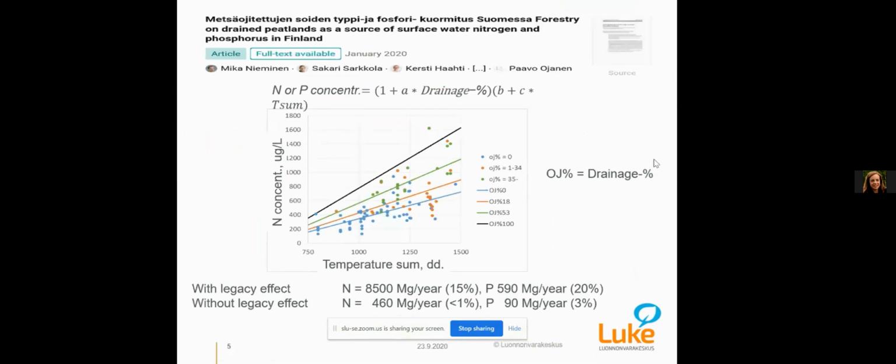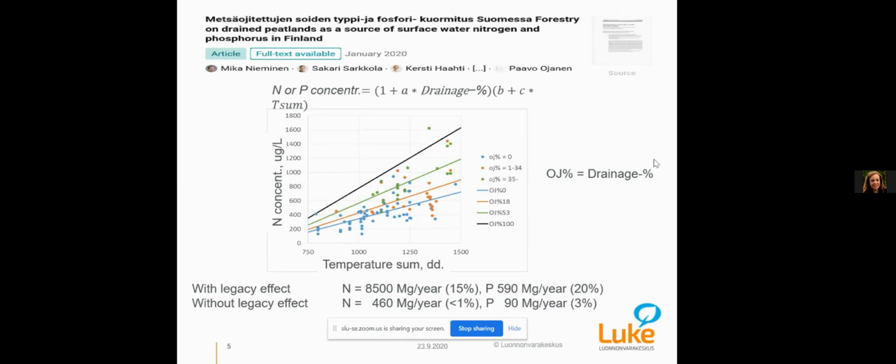We used these kinds of concentration models to first estimate nutrient concentrations in waters discharging from forested catchments in different parts of Finland. And then we used runoffs to get nutrient loads in kilograms per area. In these models, the structure was such that there was an interaction between drainage and location, so that concentrations were much higher in the south than in the north, and they were highest in areas where drained peatlands covered the largest areas.